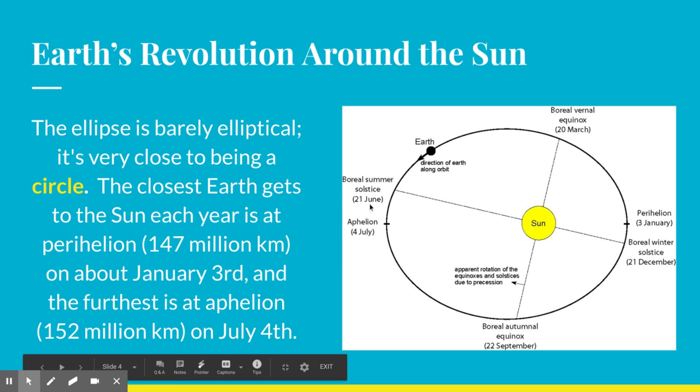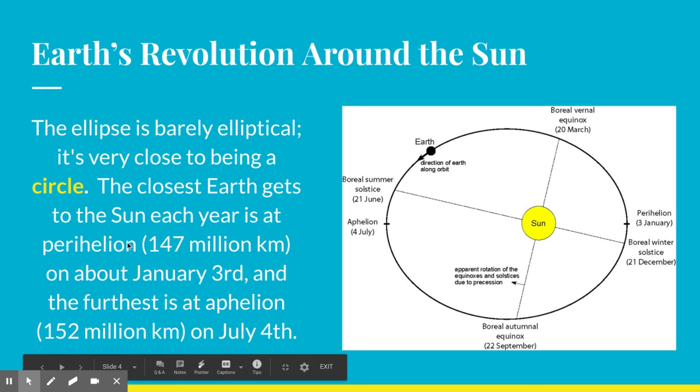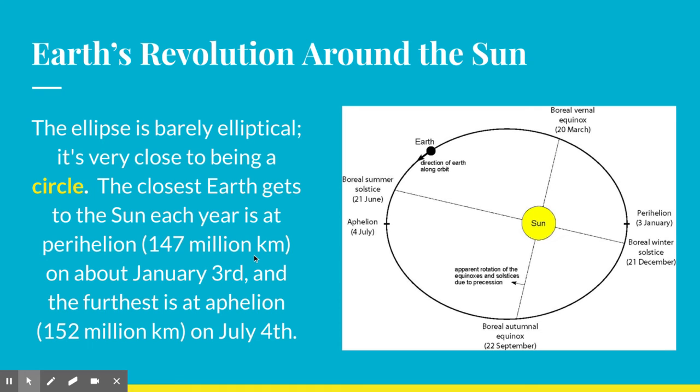So as it travels along, and this is kind of interesting too, the perihelion, when it's the closest, it's about 147 million kilometers away, and happens on January 3rd. So we are closest to the sun in distance, 147 million kilometers, on January 3rd. Let that sink in for a moment. Weird, huh? And the furthest away we are, as it travels along, is July 4th. That's pretty weird too.